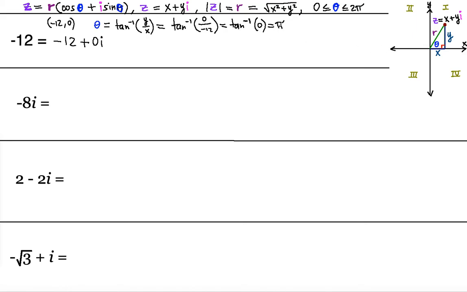Okay, so we know the angle is pi and not 0, because 0 is the positive x-axis where the countdown of the theta angle begins, right? But the theta is here. Now, don't be confused with this theta. This is just an example theta, just to show you how to find theta using the arctangent, right?